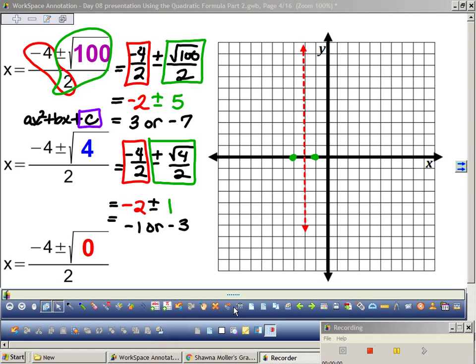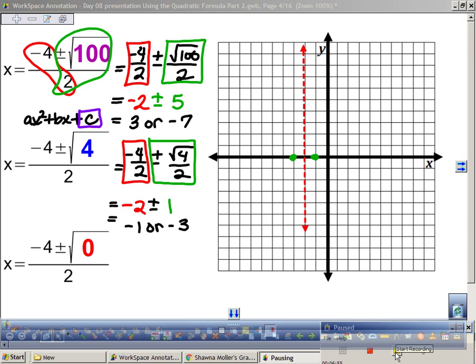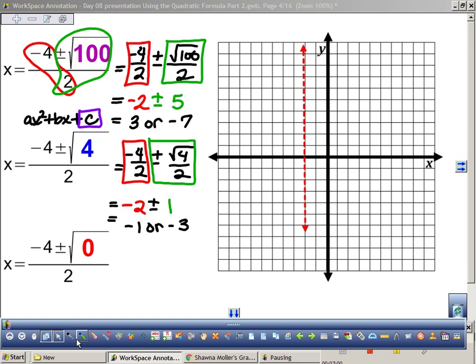You guys do this one on your whiteboard. Okay, I'm liking what I'm seeing, so I'm going to take these roots off. So we have the same thing.